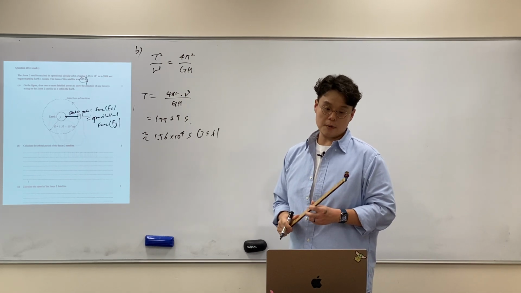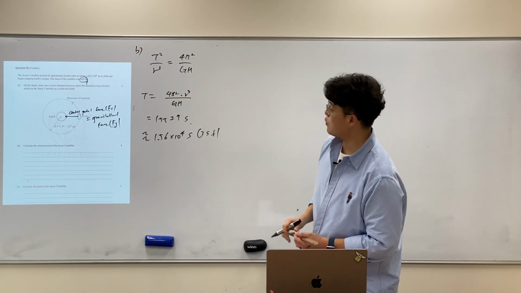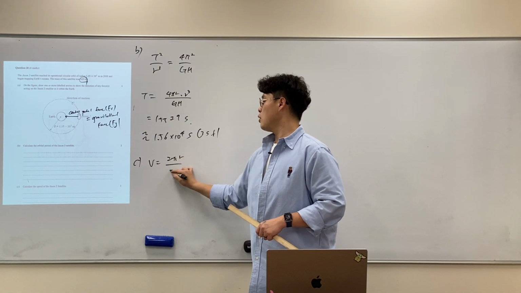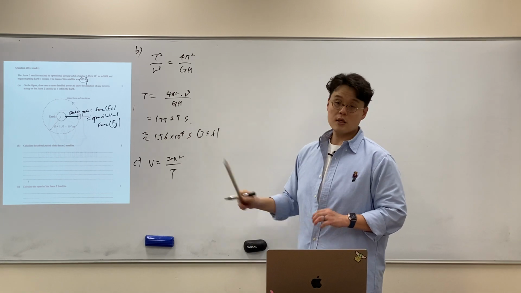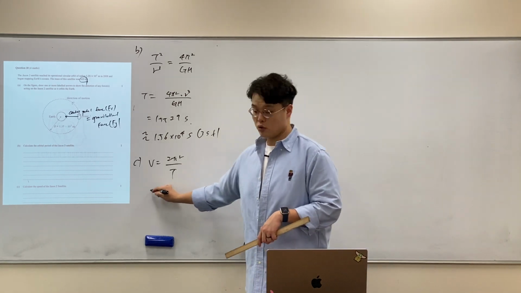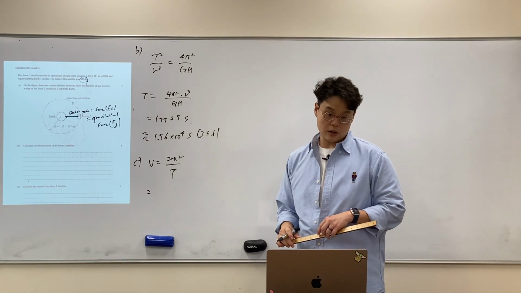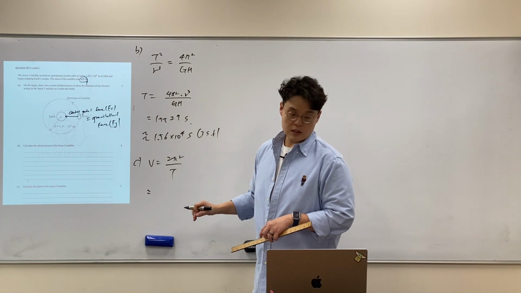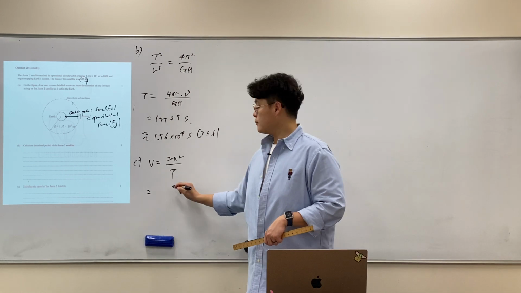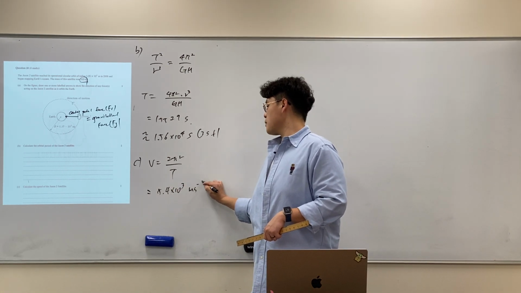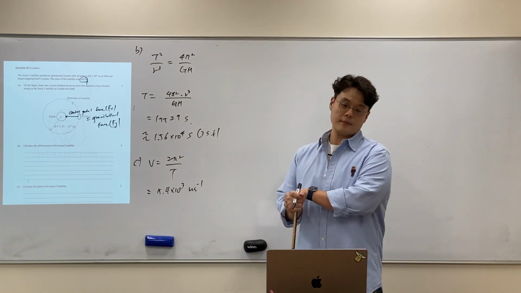C. Calculate the speed of the JSON-2 satellite. How to calculate the speed? That V equals 2 pi R over T. As we give it the T, substitute the R and T values, then you'll get approximately R value and T value in kilometers. You'll get 5.4 times 10 to the power 3 meters per second for the question C.